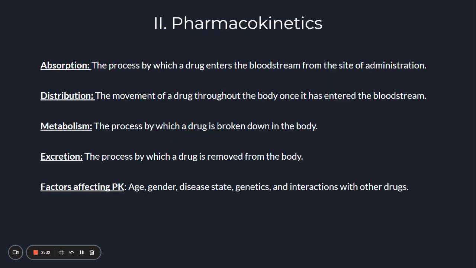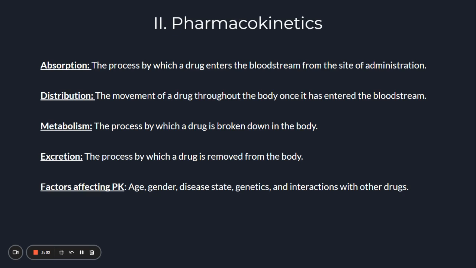Absorption, which refers to the process by which drugs enter the bloodstream from the site of administration. Distribution, which refers to the process by which drugs are transported throughout the body via the bloodstream. Metabolism, which refers to the process by which drugs are broken down in the body. Excretion, which refers to the process by which drugs are removed from the body. Factors that can affect PK include age, gender, disease states, genetics, and drug interactions.